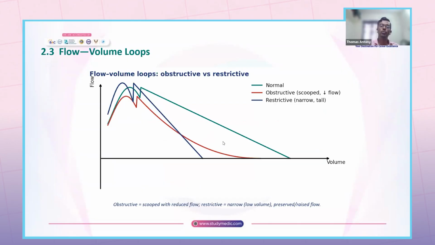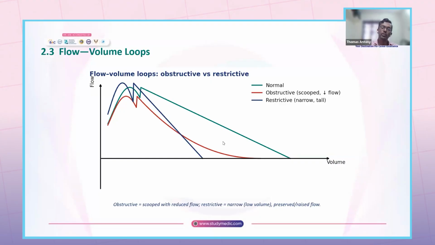So these are the flow volume loop patterns that we see. The green one is considered to be normal. You can see the red one, how is it different? There is a scalloping, because of the reduced flow volume. So the flow is the forced expiratory volume.